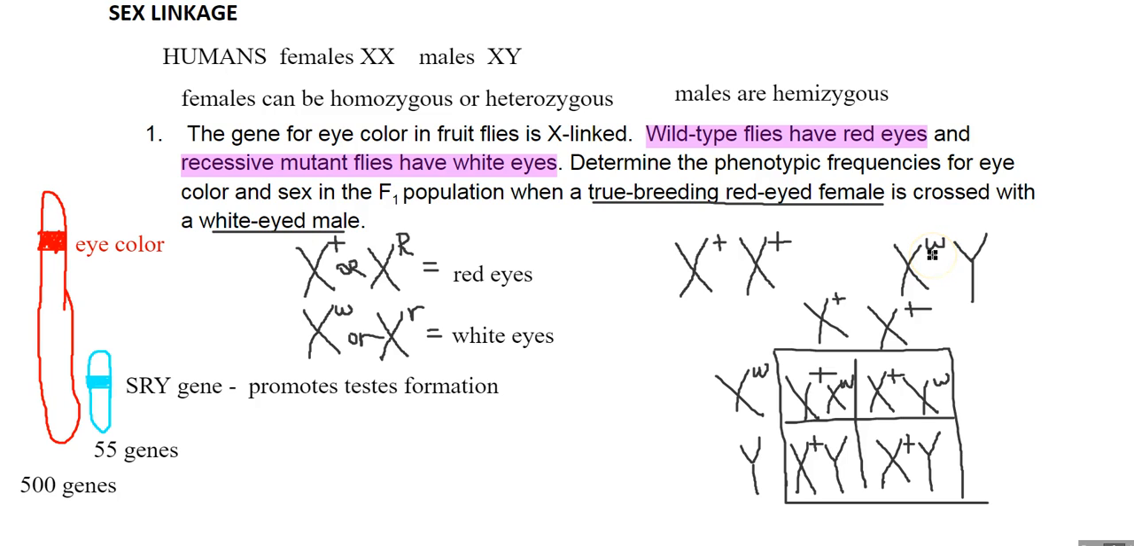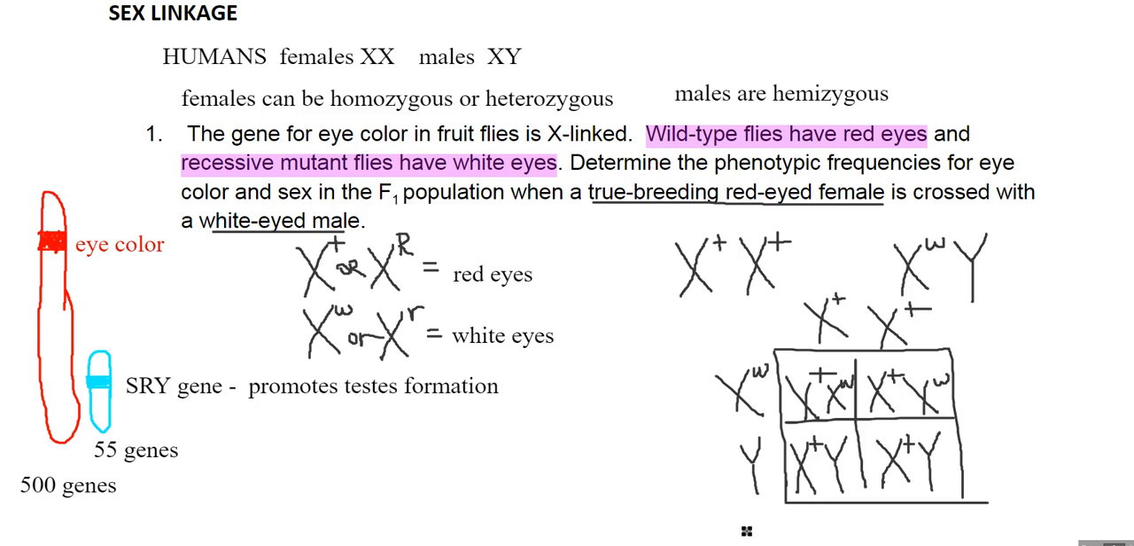So here's my Punnett square crossing the true breeding, meaning homozygous female, with the wild type red eye phenotype with the white-eyed male. Notice if I'm looking for phenotypes here, all of my offspring are going to display red eyes.